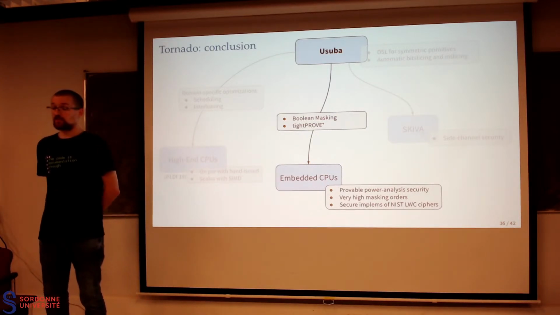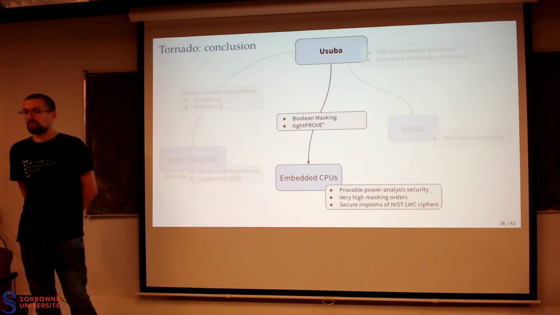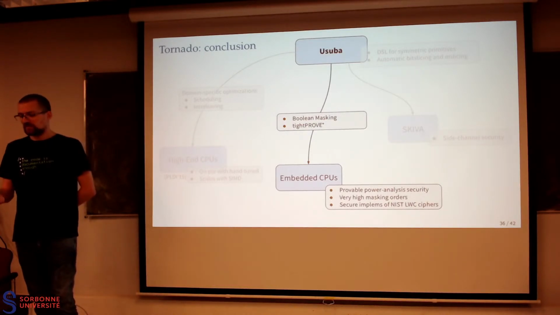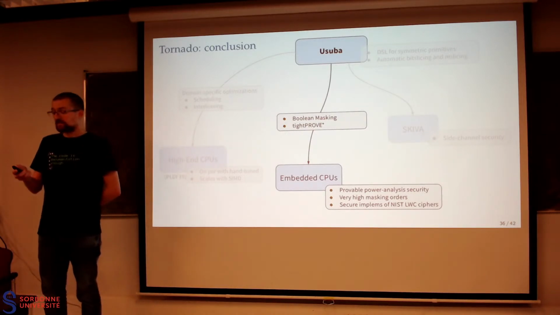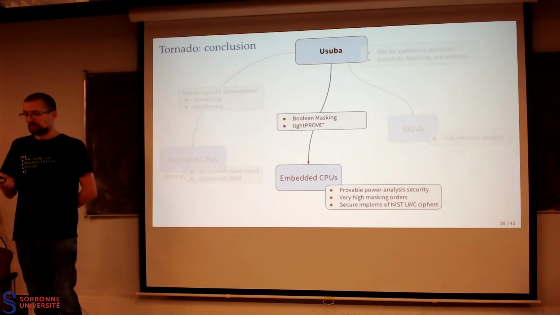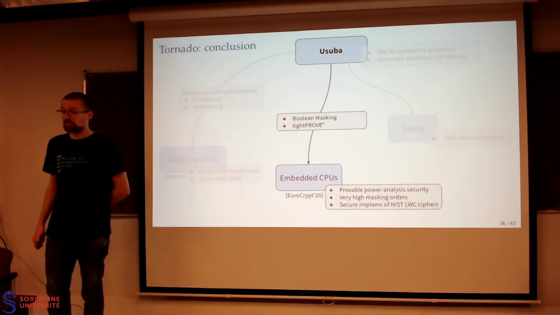And using this extension of Usuba, we compared the performance of 11 ciphers from an ongoing competition of the NIST to find a new standard for lightweight cryptography. This allowed us to bring new insights into the competition and into the trade-offs of each cipher, especially when you mask them. This was published at Eurocrypt 2020.